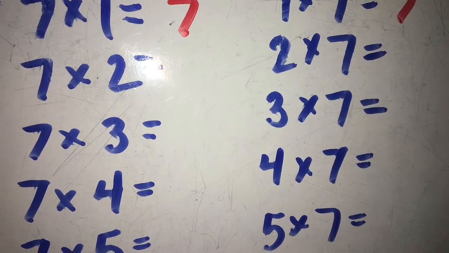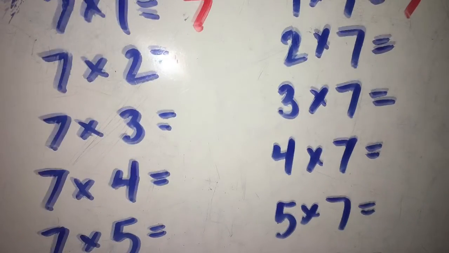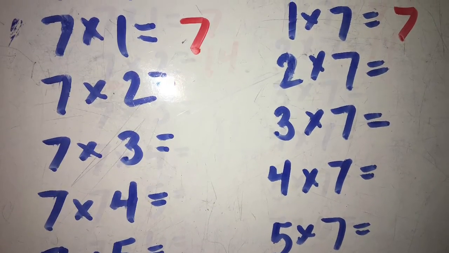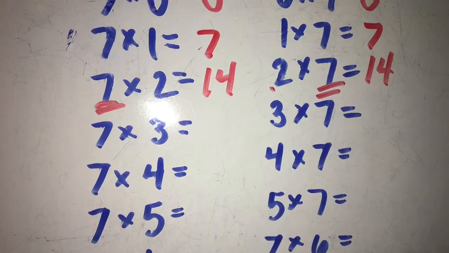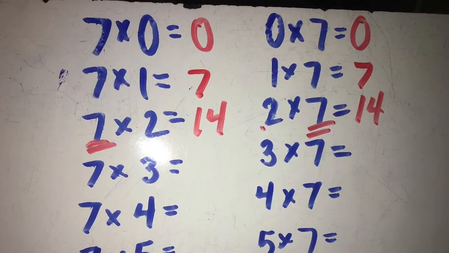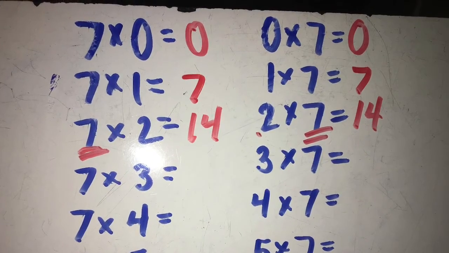The next one is 7 times 2, or 2 times 7, and remember, when we're looking at 2's, you just double the other number. So you take 7 and you double the 7 and you get 7 plus 7, which is 14.